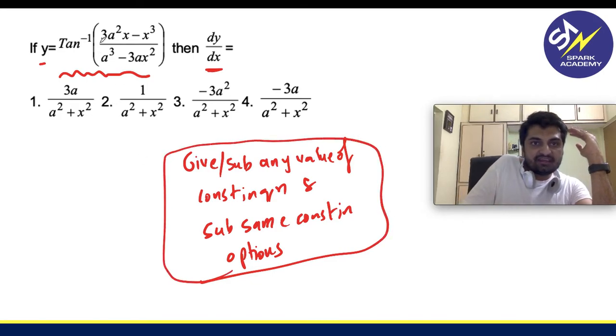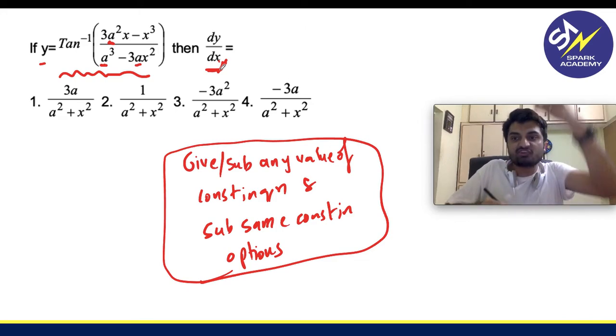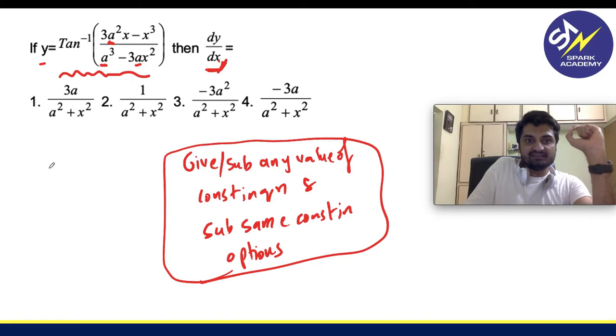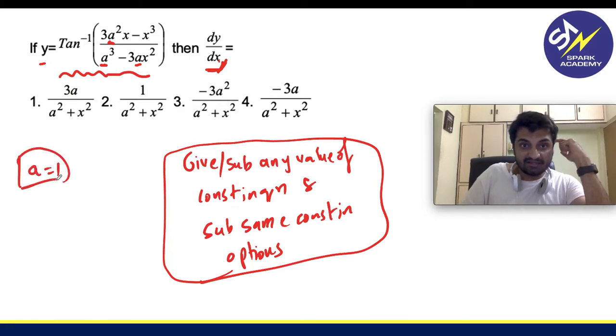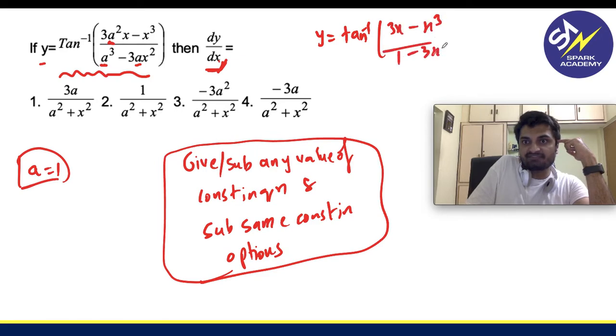Okay, so here what is our constant? a is the constant, x is the variable because you want to differentiate with respect to x. So a is a constant. So what I am doing is I will just give a value 1. If we give a value 1, y will become tan inverse of (3x minus x cube) by (1 minus 3x square).